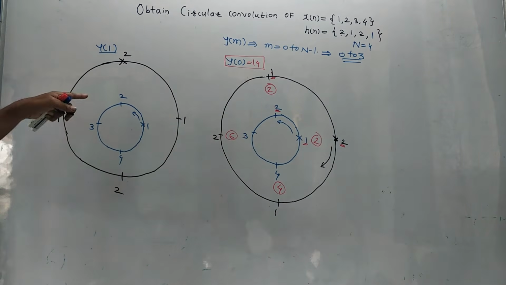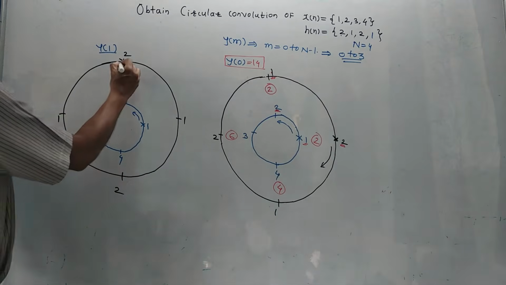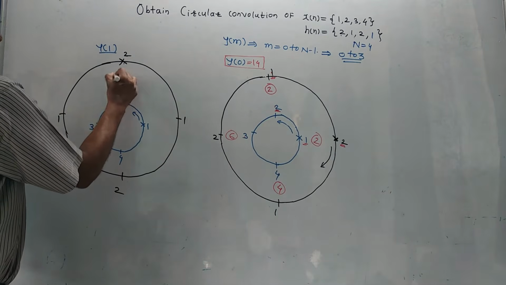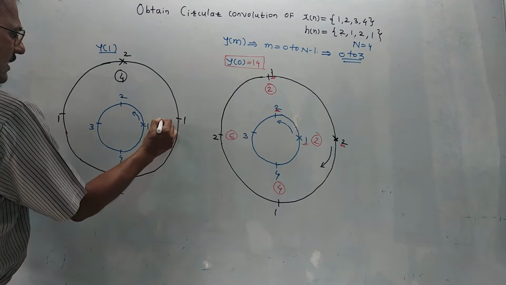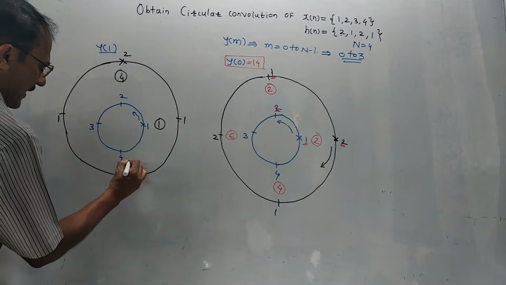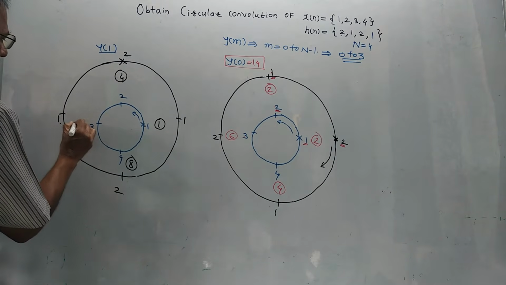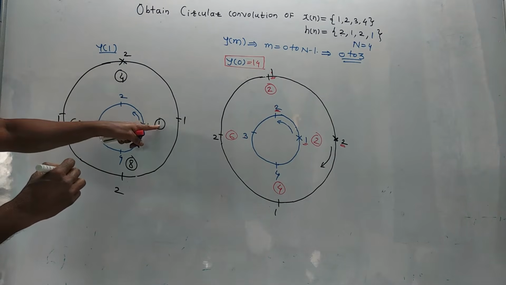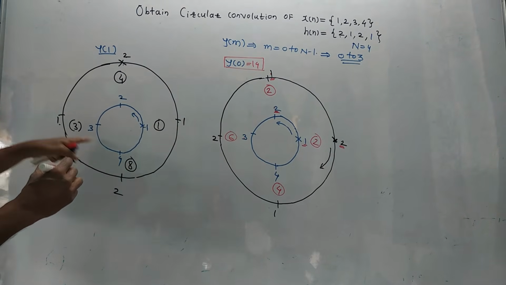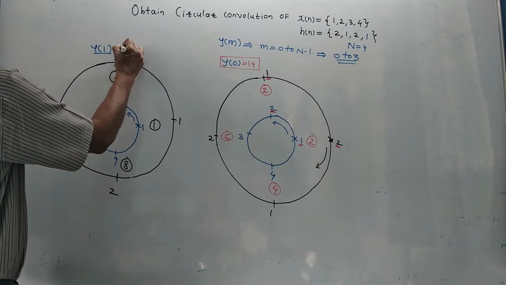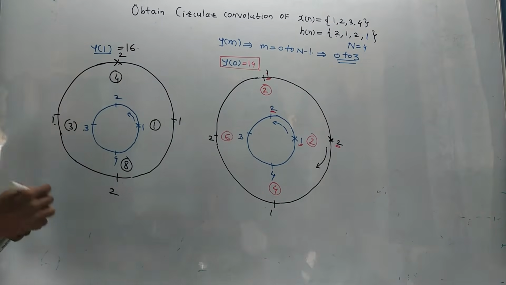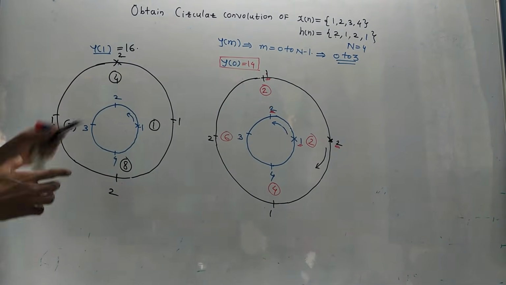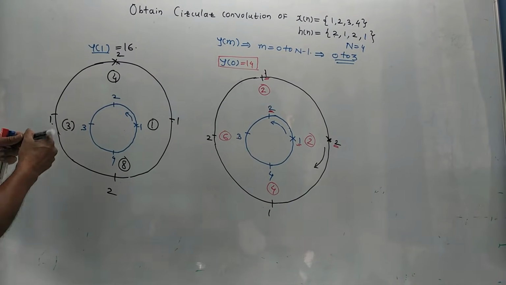Remaining procedure is same. Take multiplication of nearby elements. So this is 2 into 2, 4. This is 1 into 1, 1. This is 4 into 2, 8. This is 1 into 3, 3. So new answer will be 4 plus 1, 5. 5 plus 8, 13. 13 plus 3, 16. So y of 1 is 16. Now, this we did for y of 0 and y of 1.